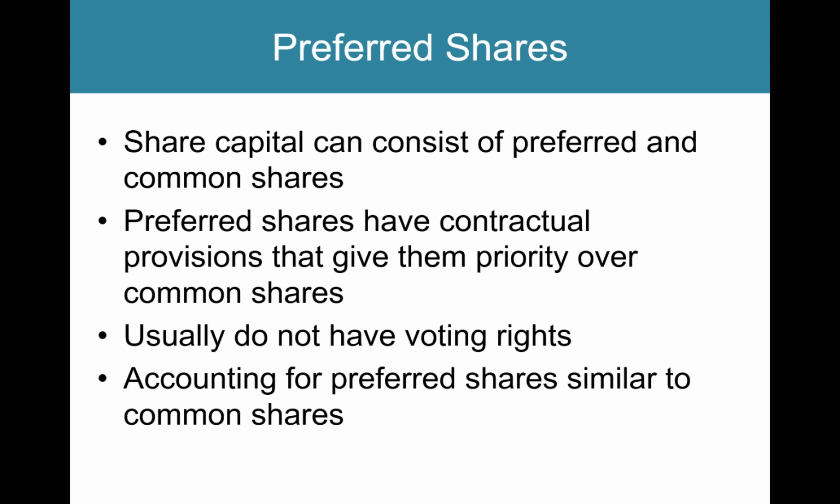Preferred shares. Share capital can consist of preferred and common share capital, as I've already mentioned. Preferred shares have a contractual provision that gives them priority over common shares, and usually they don't have voting rights. Accounting for preferred shares is similar to accounting for common shares, but here are some of the things that a preferred share has that a common share does not.